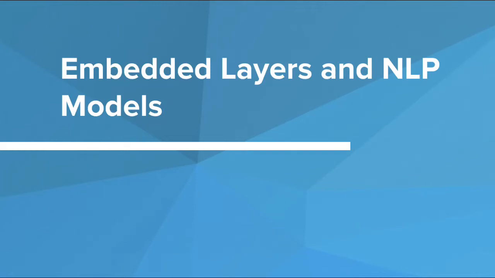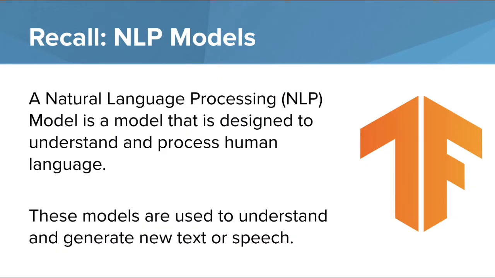Hi, in this video, we're going to discuss how to use embedding layers in NLP models. As you saw earlier in the lesson, a natural language processing model is a model designed to understand and process human language. These models can be used to do things such as analyzing what was said, or even used to generate new conversations. AIs such as ChatGPT are using a form of natural language processing.